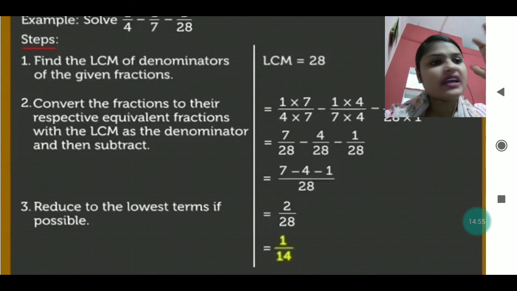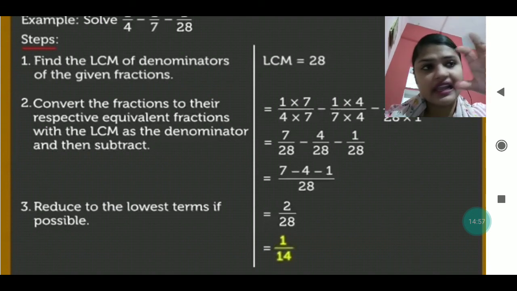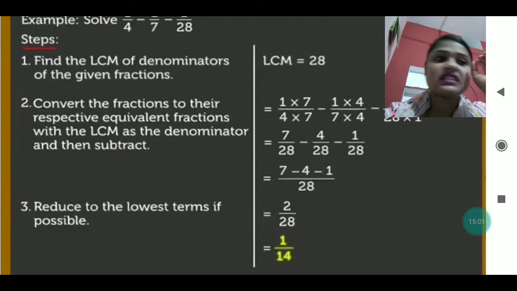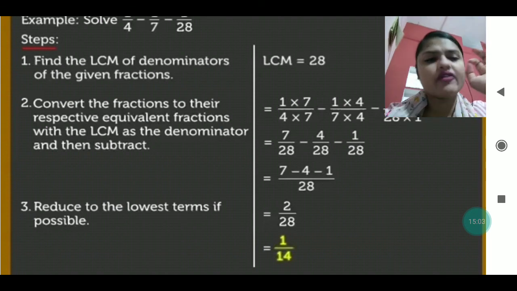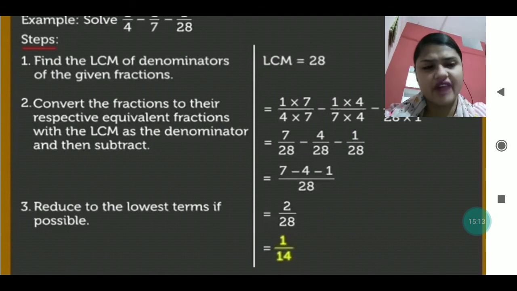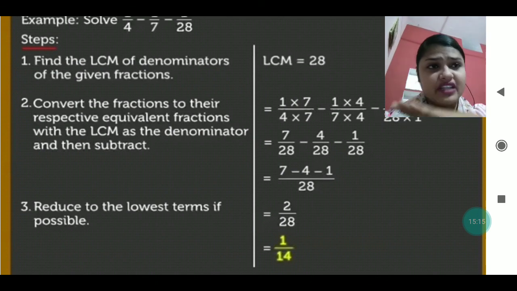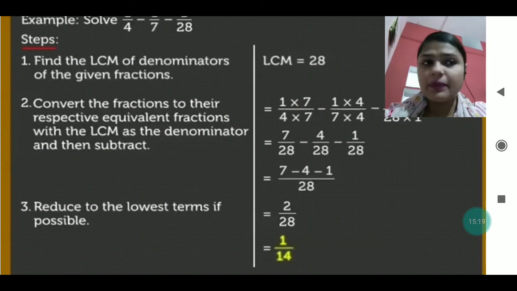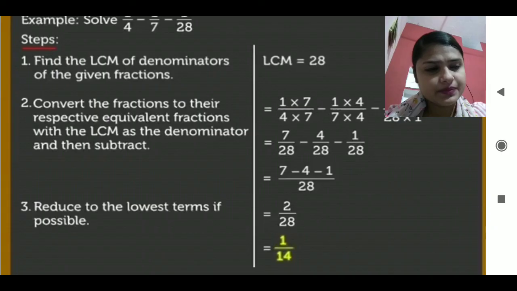So what we have done: if the fractions are given as unlike fractions, we just have to find the LCM of the denominators, and then we have to make all the fractions equivalent fractions, where the denominators will come out the same. Now you subtract and then you will get the answer.